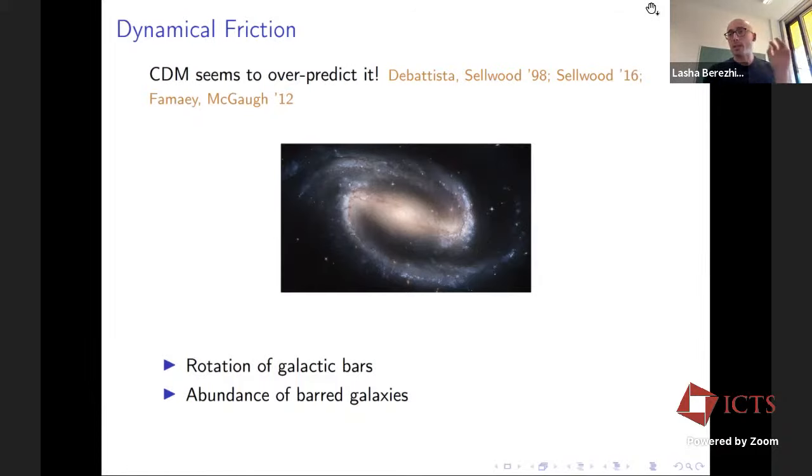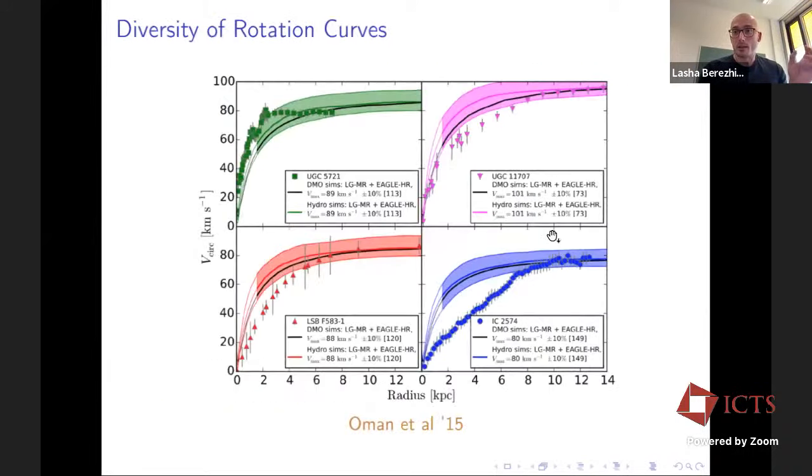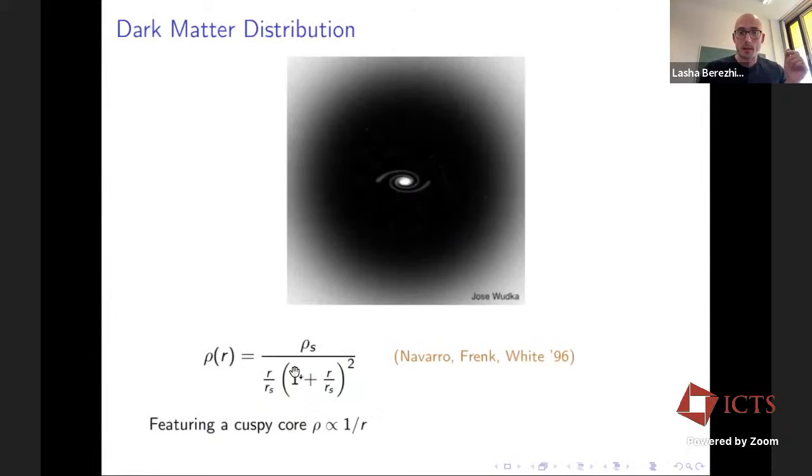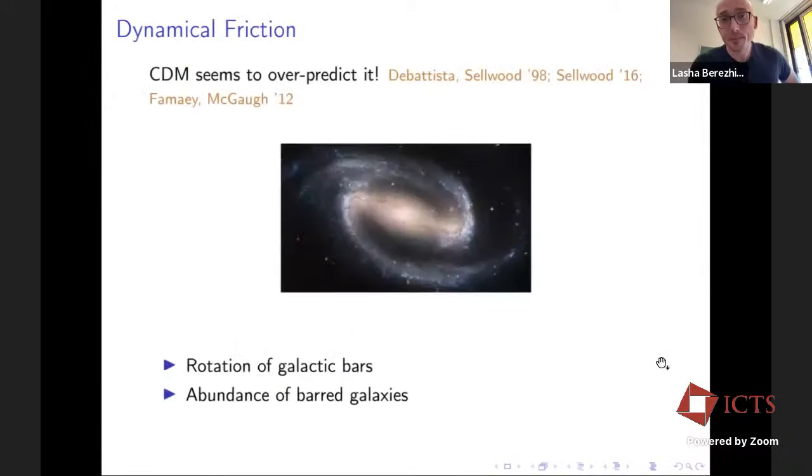There are few places where one could encounter this excess dynamical friction. One is the rotation of galactic bars. It is claimed that galactic bars should be slowing down more than they appear to be if the density profile of the halo were given by the NFW profile that I gave on the previous slide. But these bars do not seem to be slowing down.